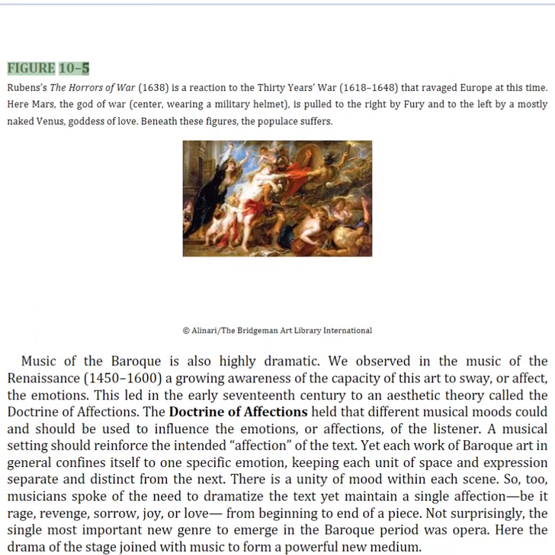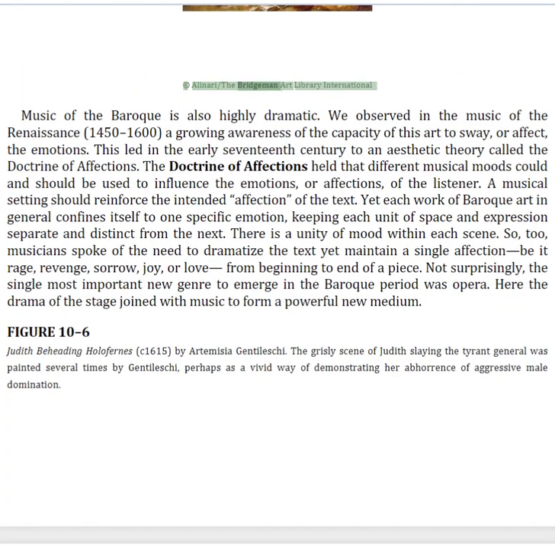Figure 10.5. Rubens's The Horrors of War is a reaction to the Thirty Years' War that ravaged Europe at this time. Here Mars, the god of war, is pulled to the right by Fury and to the left by a mostly naked Venus, goddess of love. Beneath these figures, the populace suffers. Copyright Alinari, The Bridgeman Art Library International.